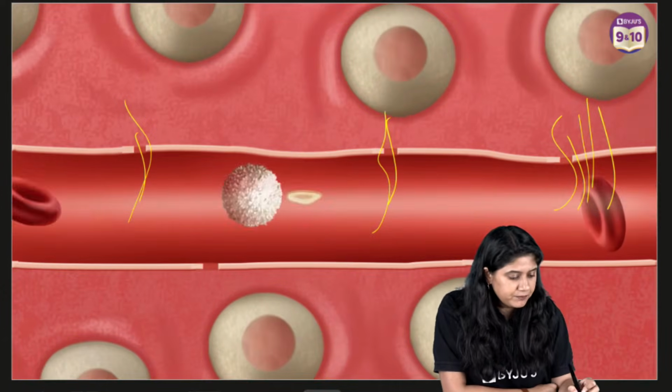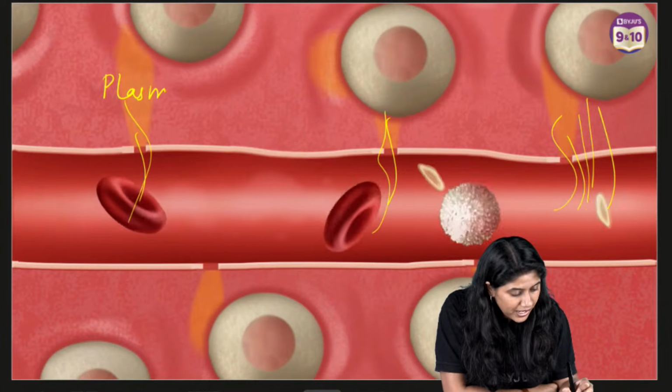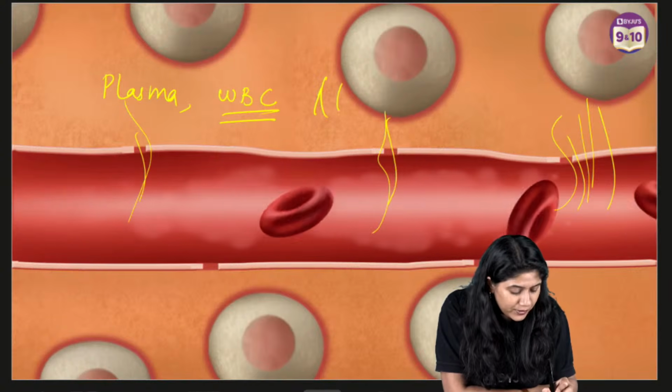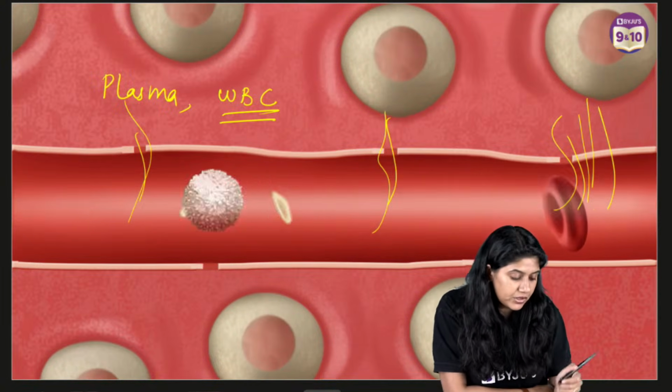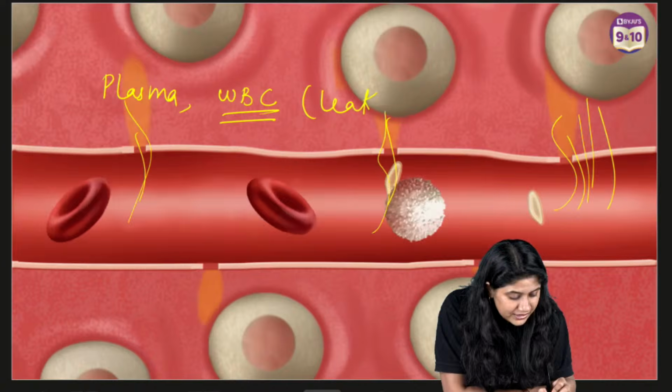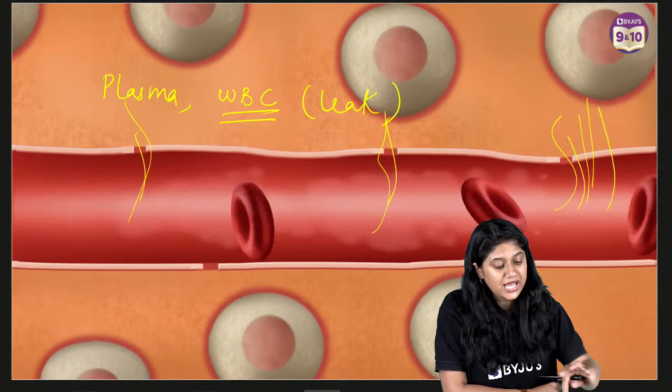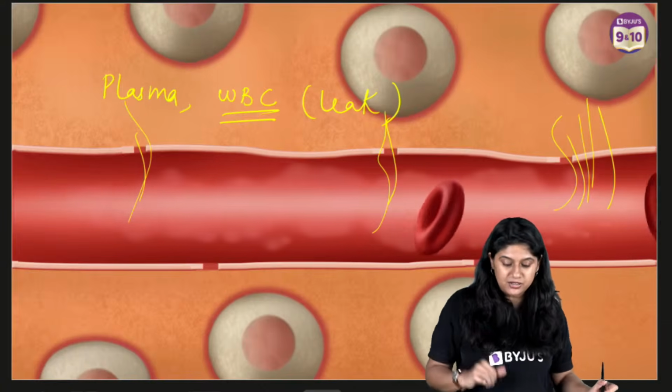So plasma, the WBCs, right? They leak out. What is happening over here? There's a leaking, right? There's a leak of plasma and the WBCs, and of course, they're going outside the vessels that are there.